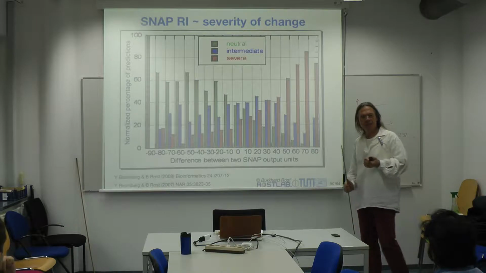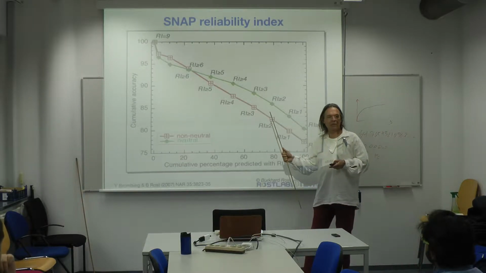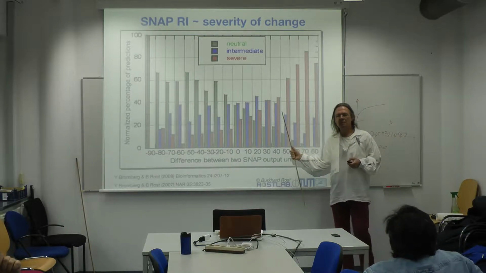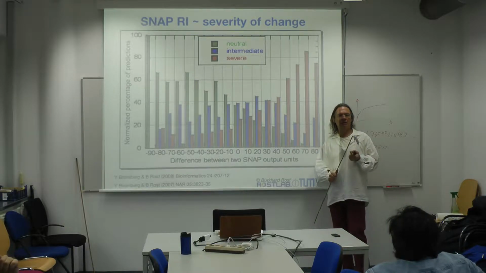And in some sense, this is similar to this one. Because intermediate are the ones where the decision is not that well. But intermediate here, this coloring here, has been done according to the experimental effect. Intermediate means less effect.